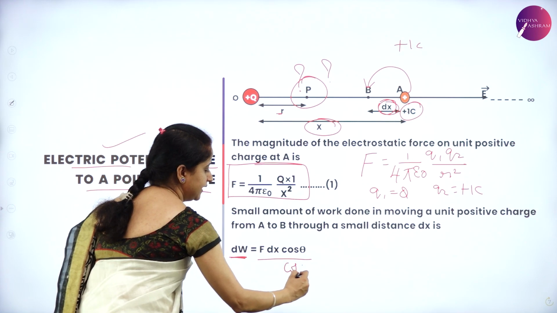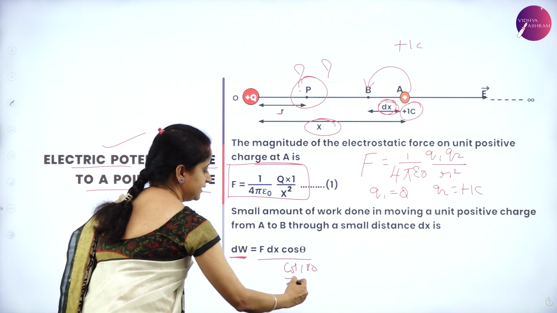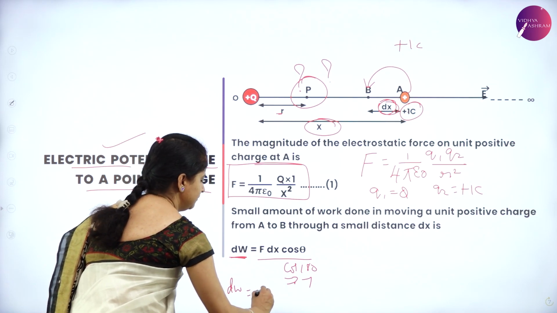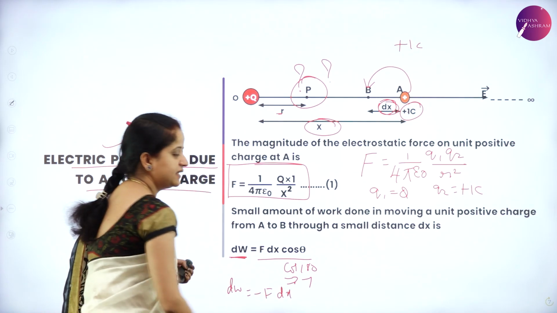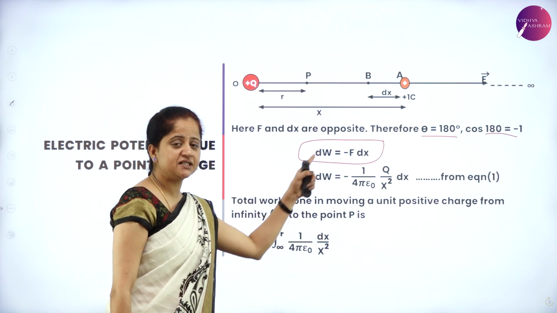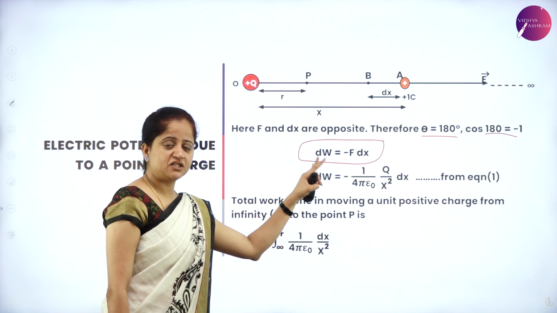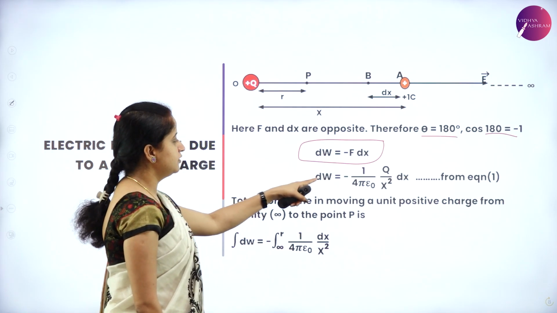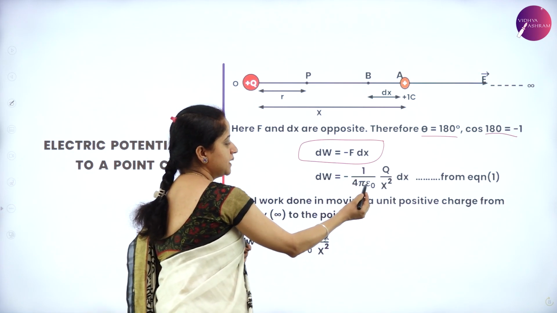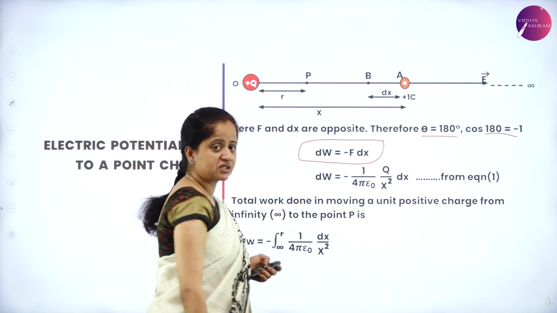If I substitute cos 180, this will give me a value of minus 1. So we get dW is equal to minus F dx. Or in general, we can say force and displacement being opposite to each other is the symbolic representation of the negative sign here. So dW is equal to, what is F? Let us substitute in the place of F, 1 by 4 pi epsilon naught into Q divided by x square, dx.